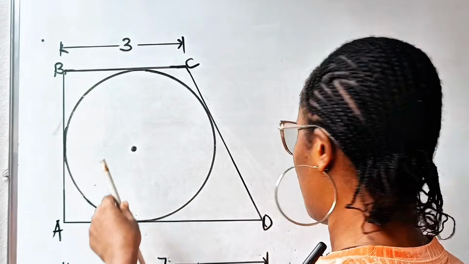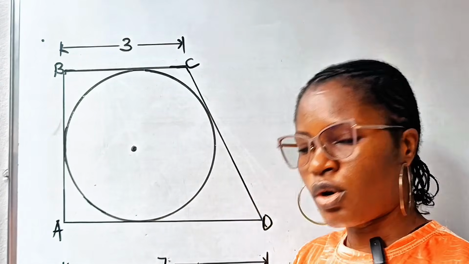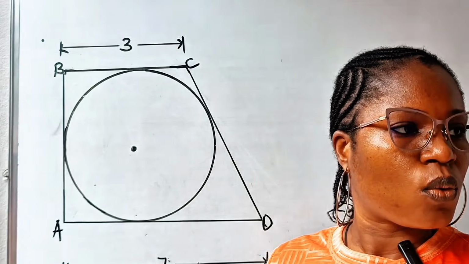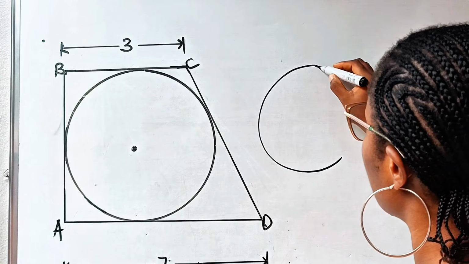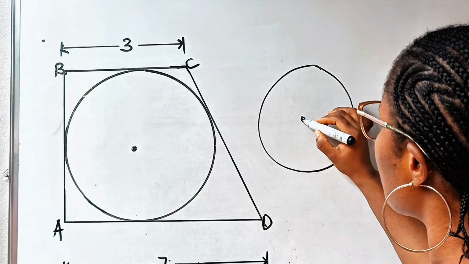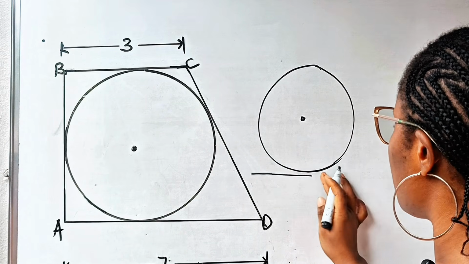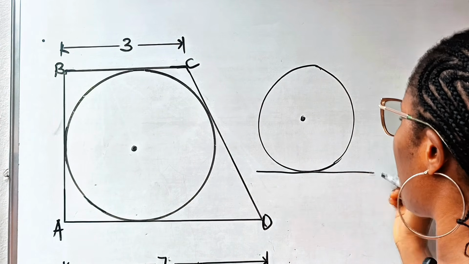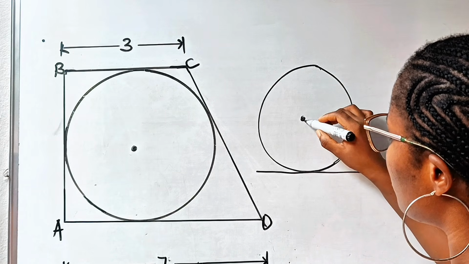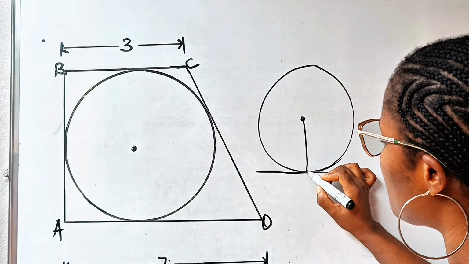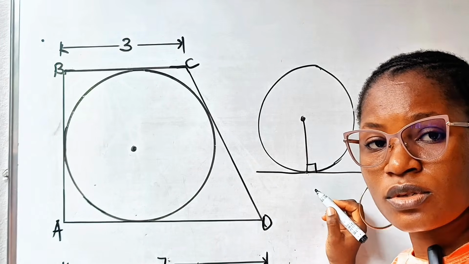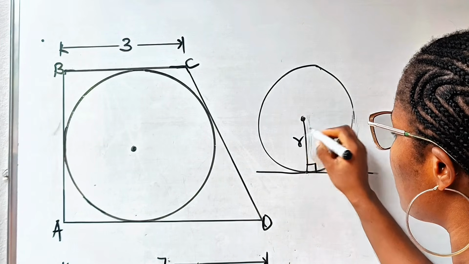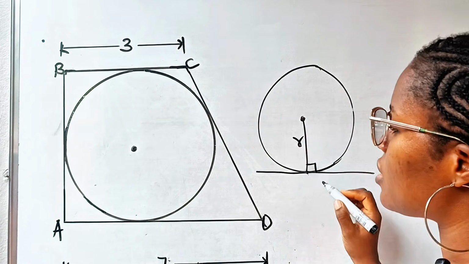Now I'm going to join. One thing we should always remember is that when the radius of a circle, this is the circle, and this is a tangent, if the radius of a circle touches the tangent at its point of contact with the circle, then 90 degrees is formed between the radius and the tangent.